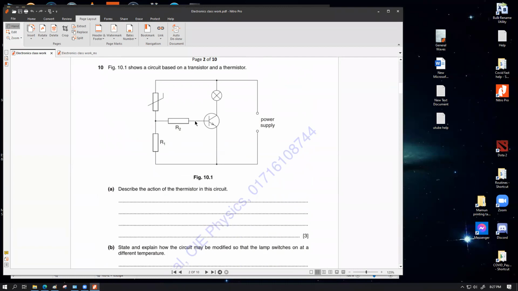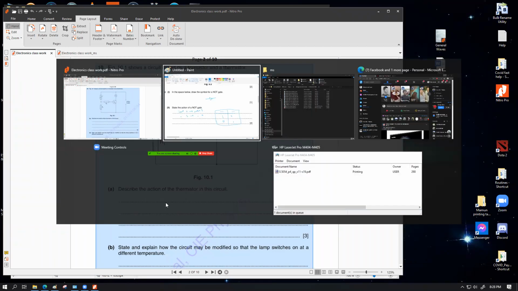Figure 10.1 shows a circuit based on a transistor and a thermistor. Describe the action of the thermistor in the circuit. Action of the thermistor in the circuit means how the thermistor will work for the circuit. This is actually a very interesting problem. One of the very basic problems.